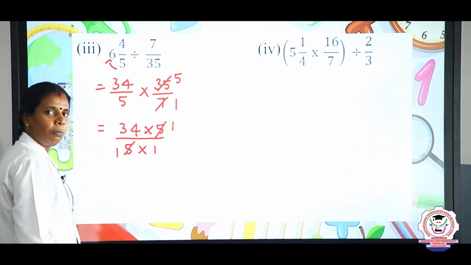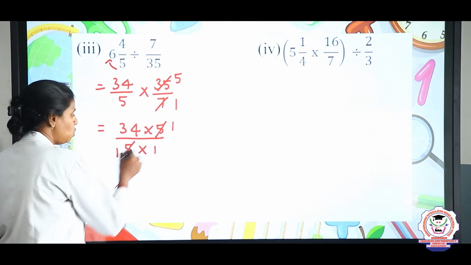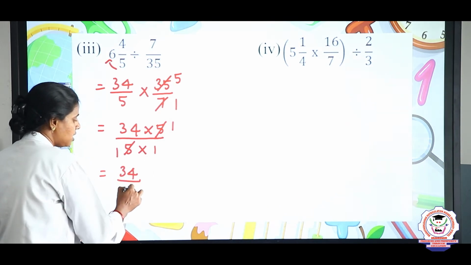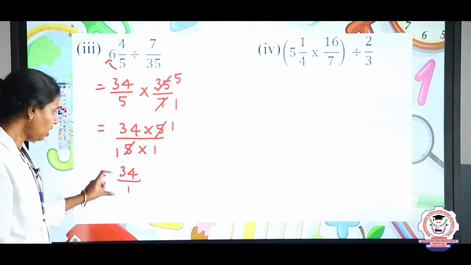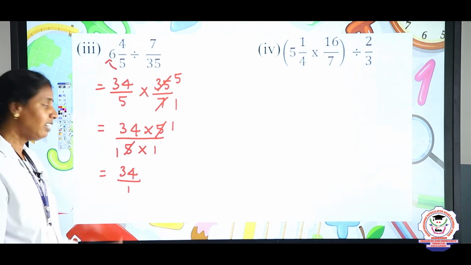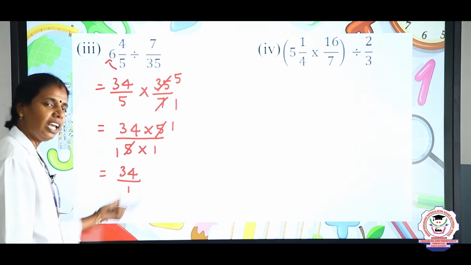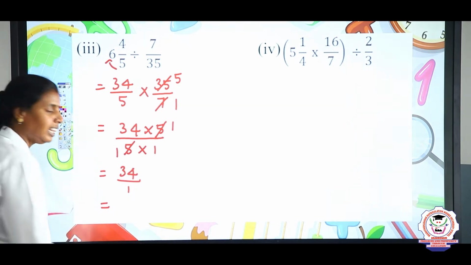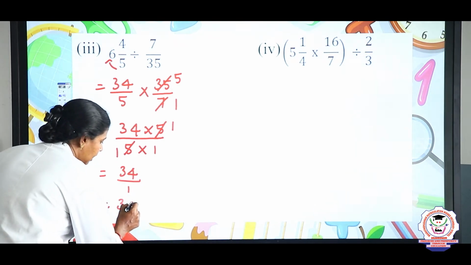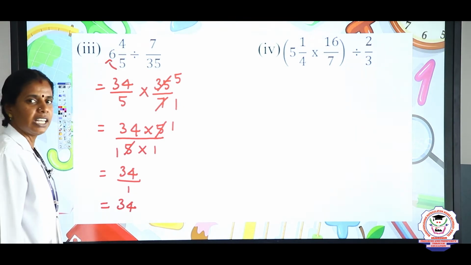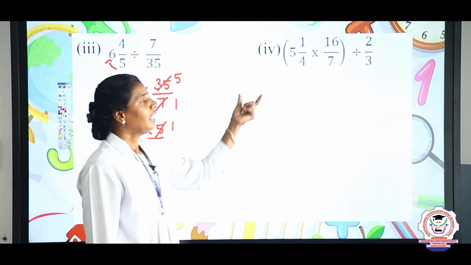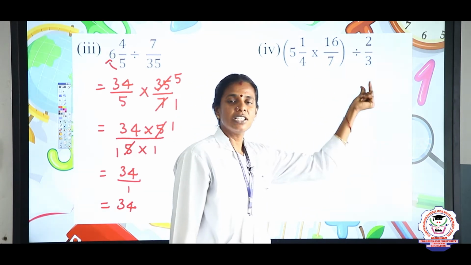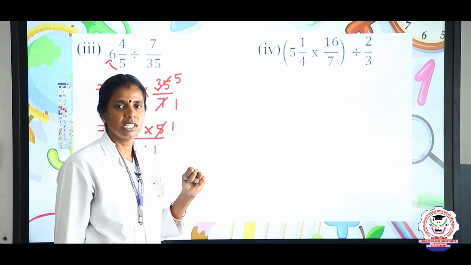Now, multiply the numerator. 34 into 1 is 34 by 1 ones are 1. How can we write this 34 by 1? Whenever the denominator is 1, we can write just the numerator, because in the 1 table you will get 34 times. So 34 is the answer. Is it clear?